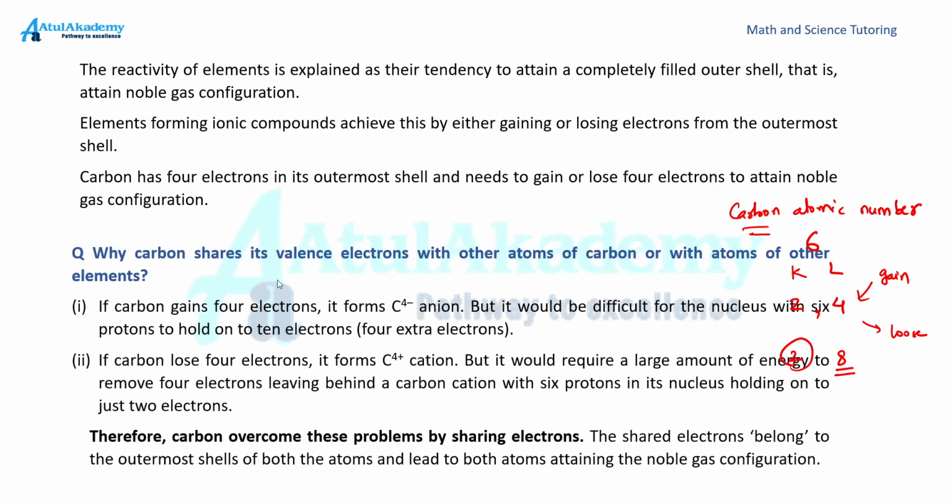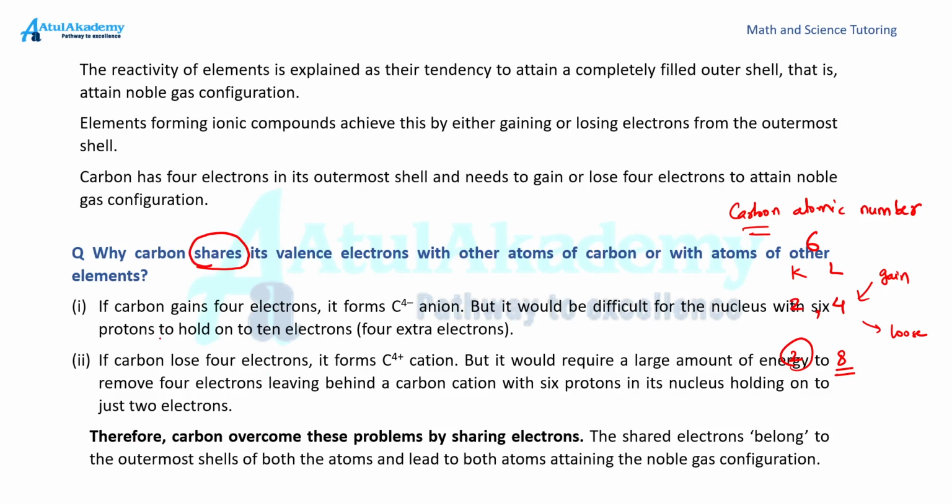Carbon shares its valence electrons with other atoms of carbon or with atoms of other elements. Instead of losing and gaining, it shares its electrons with other elements. So why is it sharing? Let us talk about that.